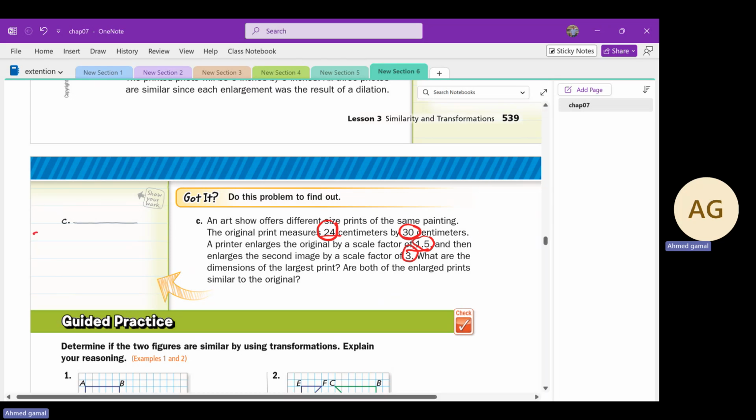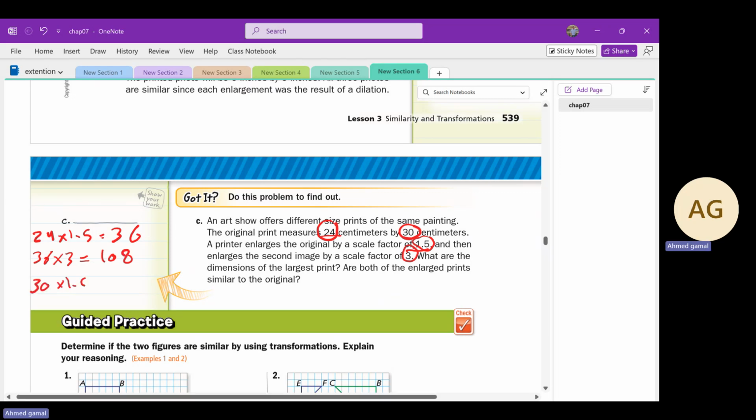Now 24 by 1.5 is adding the half. The meaning of multiplying by 1.5 is adding the half to the original number. So the half of 24 is 12. Added to 24 gives me 36. And then 36 times 3 equals 108.